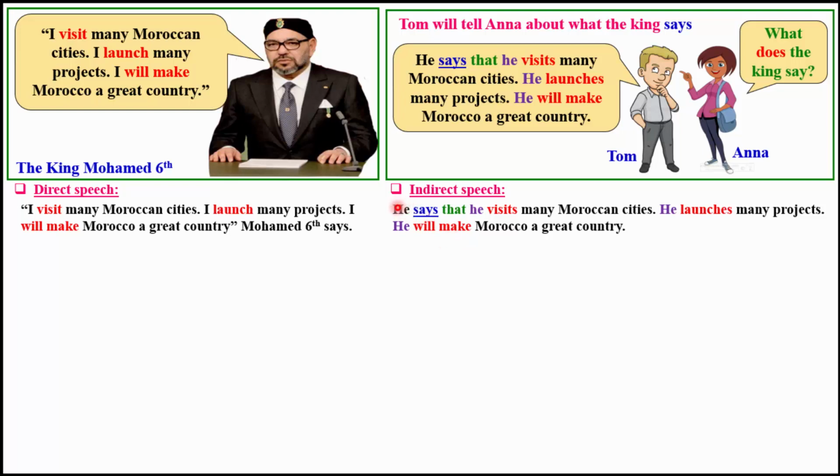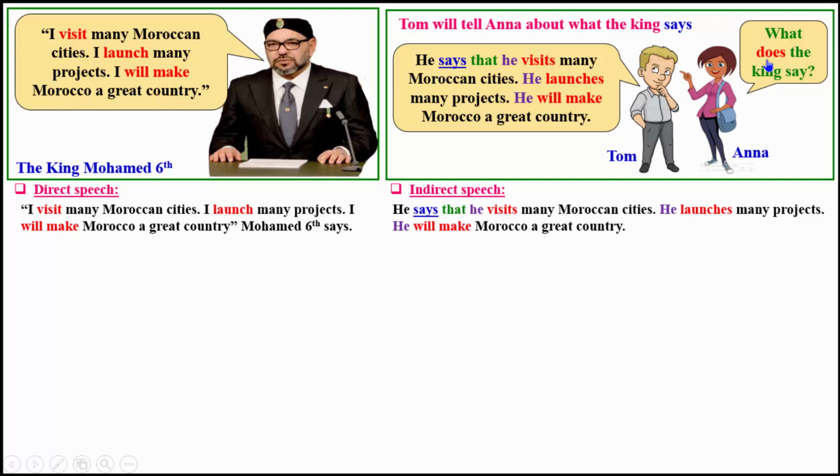But there is a change in this pronoun he. The king says, I visit. And because we are repeating what the king says, he visits. He launches. He will make. So the change happens in the pronouns, but the tenses of the verbs do not change.